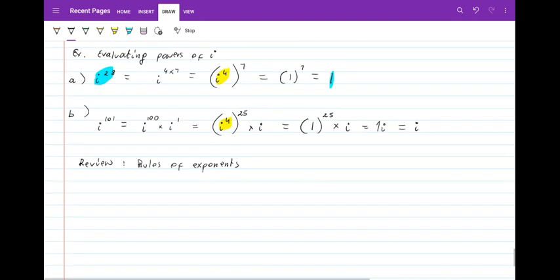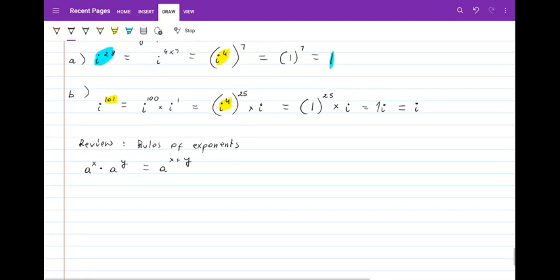So the basic rules of exponents: a to the power of x times a to the power of y is the same as a to the power of x plus y. So that's what I did here. I rewrote 101 as 100 plus 1. So this is the product property: the product of exponential expressions with the same base is equal to a power with the sum of the exponents.